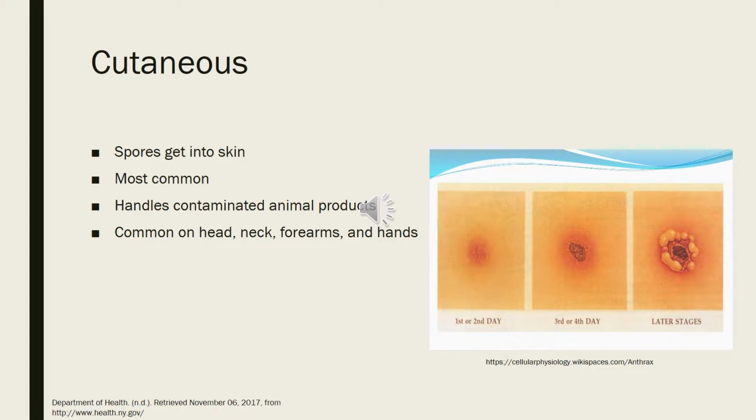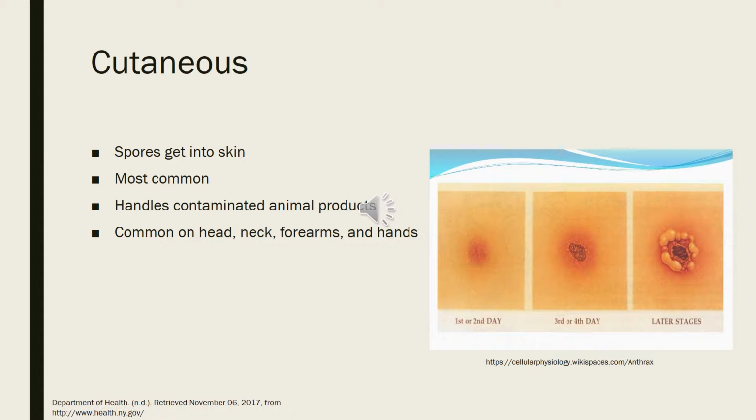So the first category we're going to talk about is cutaneous, and if you look in the heading, it has the word cut in it. So it's going to be contaminated animal products, or what I'm going to call spores, getting into your skin. This is going to be the most common. You could fall down, cut your knee, cut your hand on something, and it's the easiest way for the anthrax to get into you.